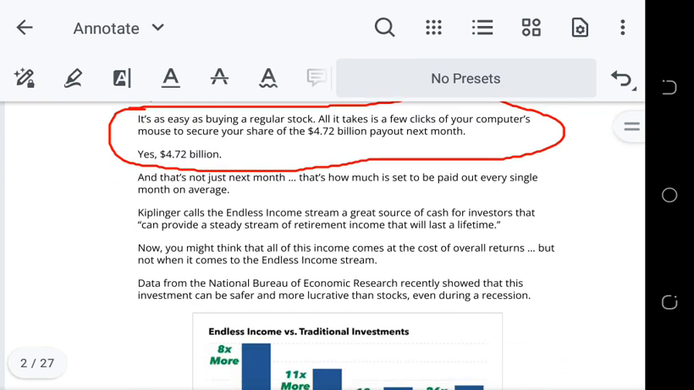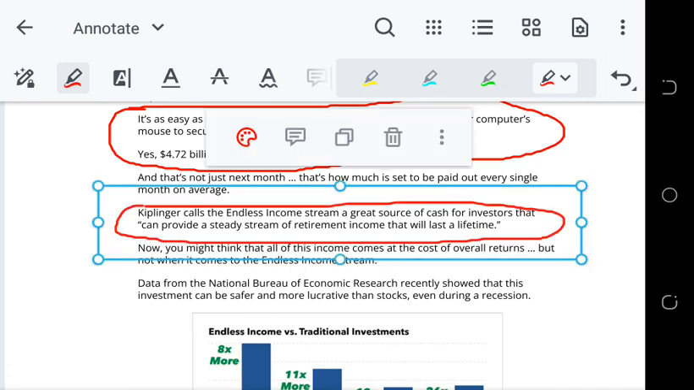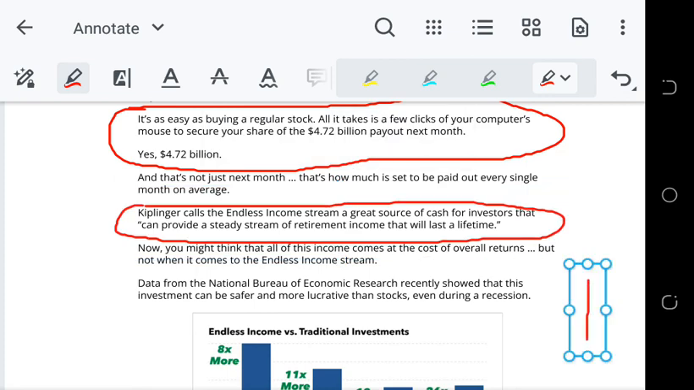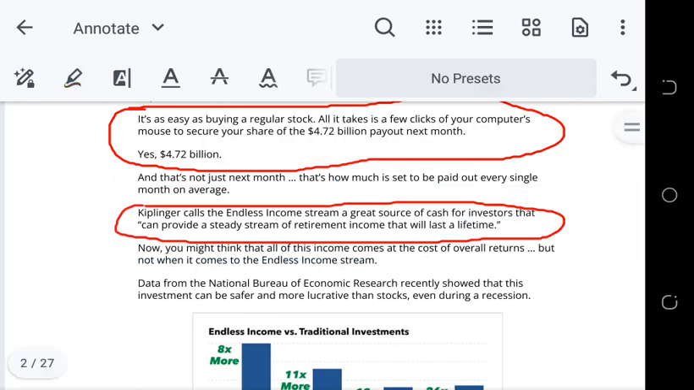That's not just next month, that's how much is set to be paid out every single month on average. Kiplinger says the endless income stream is a great source of cash for investors that can provide steady income. Alright, so this is a quote from an expert, Kiplinger. So that is also a proof element. If you have quotes that can back up anything you say in your copy, add it, and it's going to help you generate the sale that you want.